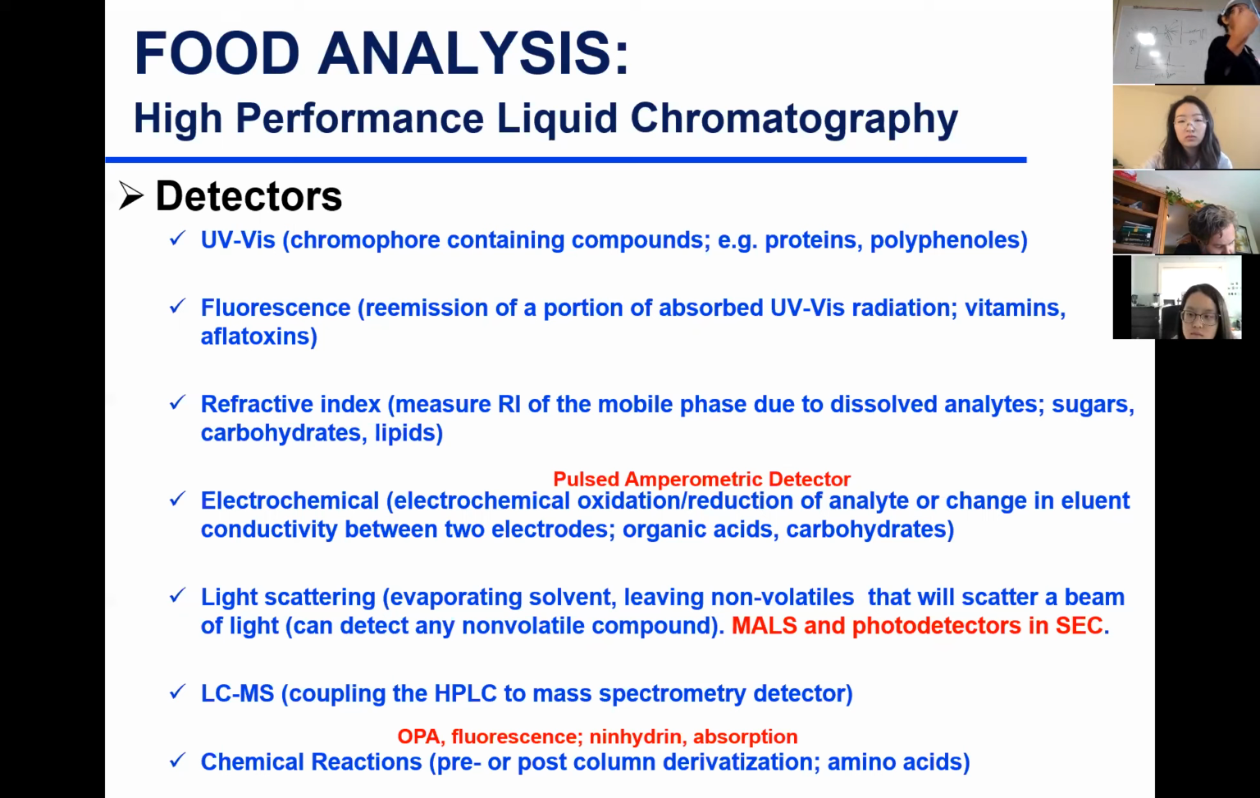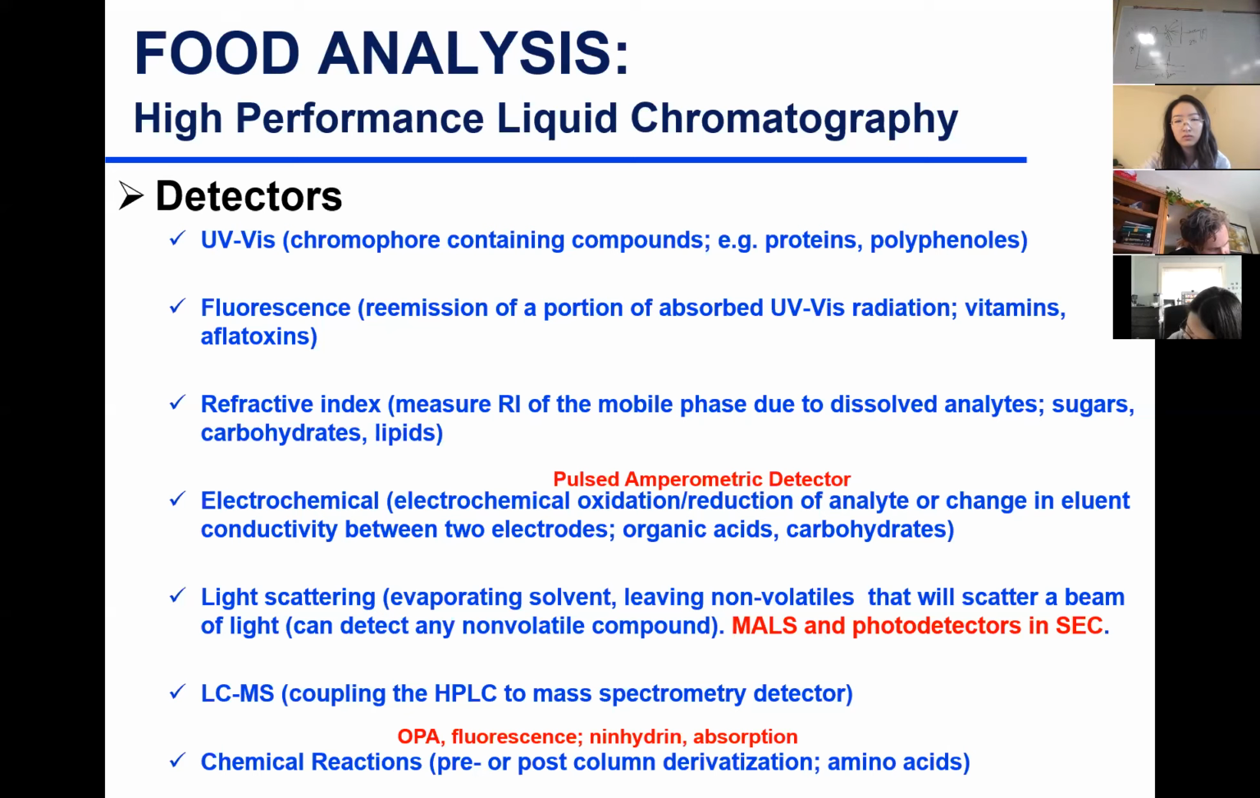Fluorescence means the ability to emit light when you go from excited state to ground state. So if you have a component that can fluoresce, it actually has better sensitivity than if you're just measuring absorption. If the component is able to fluoresce, you get better sensitivity by measuring fluorescence rather than measuring absorption.